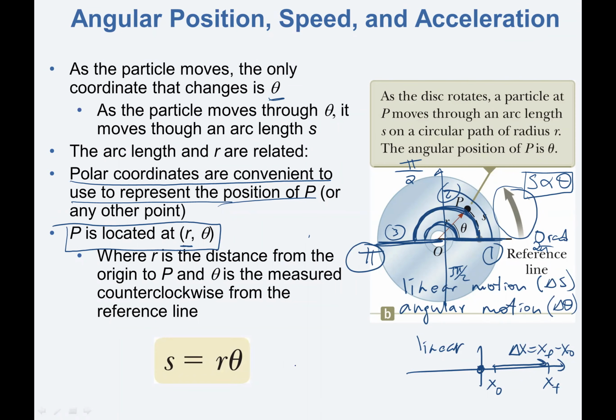Remember that you can see from here that S is proportional to theta, and R is just the distance of that point of interest with respect to the origin, or the axis of rotation. So this equation gives you the arc length. Remember, this is arc length, and it has units of meters. The radius, or not the radius, this is the distance of the particle, is also in meters.